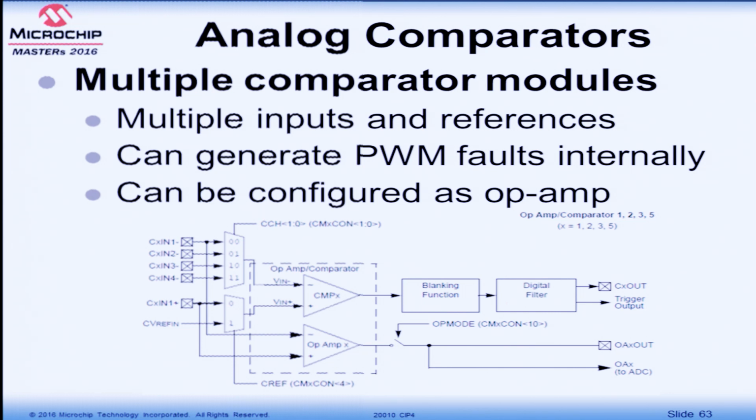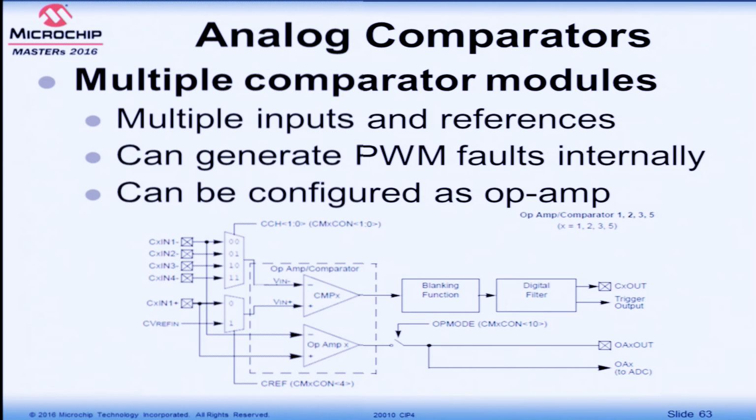And note the two output blocks called blanking function and digital filter. We will look at that in the next slide, but these are enhanced features present especially on the dsPIC devices or even the most recent PIC24F devices. Some of these comparator modules can alternatively be configured as an op-amp as well, and we will look at that in a little more detail. Basically the same module gets reconfigured as an op-amp, and in that case the output is an amplified analog signal, which you can feed to an output pin, or feed directly as an ADC input, just like you did for the PGA.